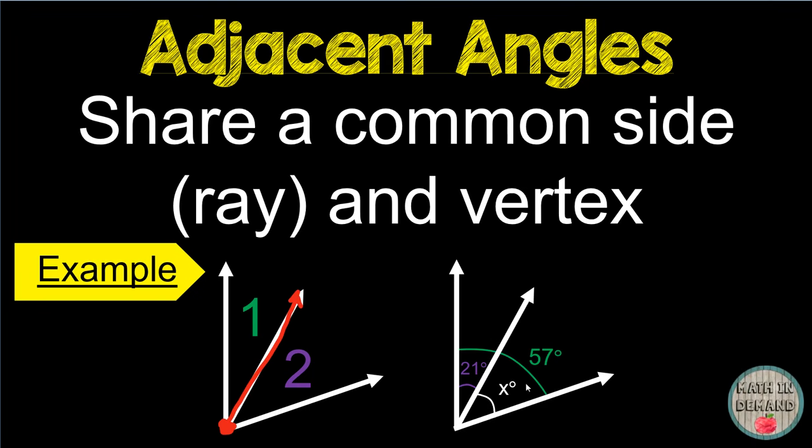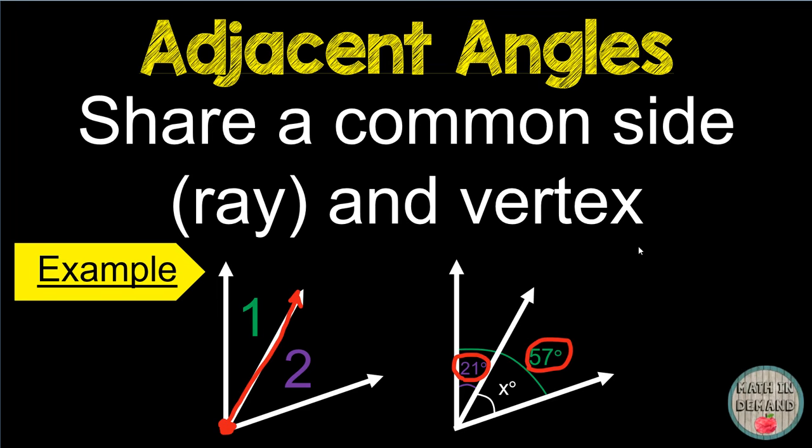Okay, now let's look at an example to show us how we can use adjacent angles to solve for an unknown. In this example, I can see that the overall angle in green is 57 degrees. I'm also given this purple angle, which is 21 degrees. I need to find my unknown, x. To find x, I can take the overall, 57, and subtract what I'm given, 21 degrees, so that I can find the remaining part of the angle, which is my x.